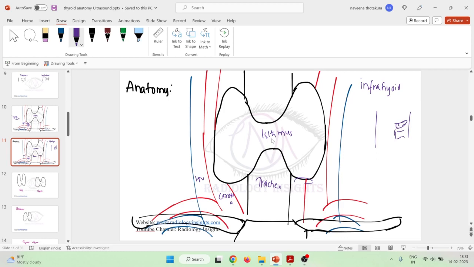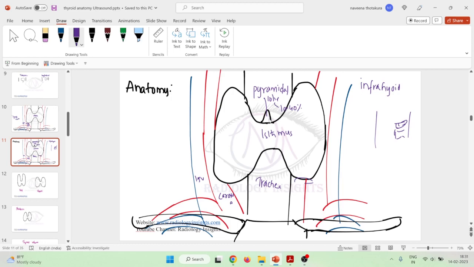In 10 to 40% of normal patients, at this isthmus there is one more lobe projecting like this, and this is called the pyramidal lobe. This pyramidal lobe is only present in 10 to 40% of normal patients. This pyramidal lobe arises superiorly from the isthmus, that is, it arises above the isthmus, and it is also present in front of the thyroid cartilage.